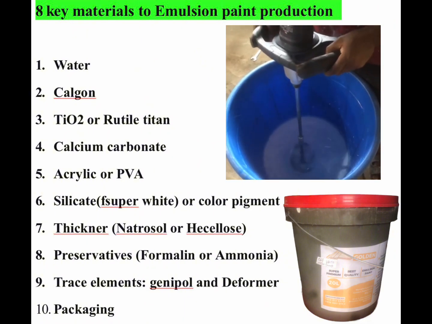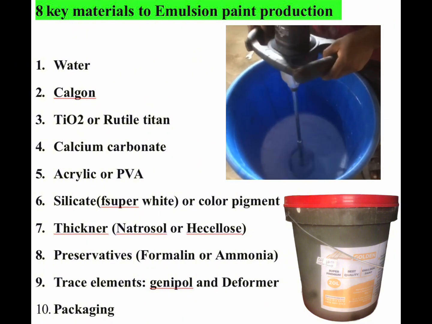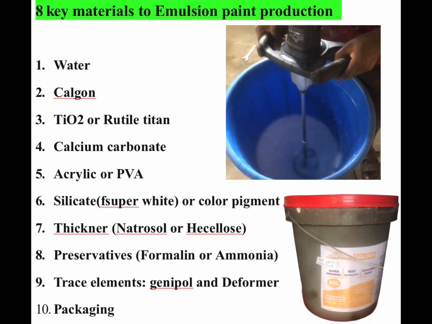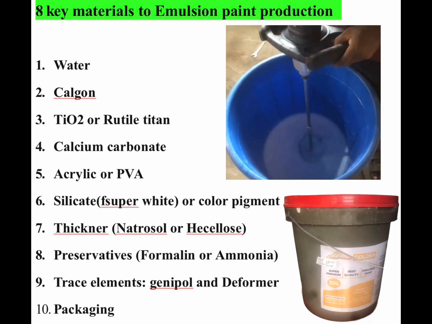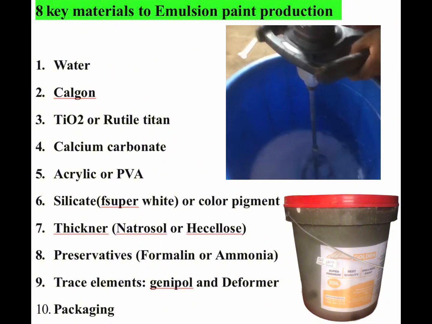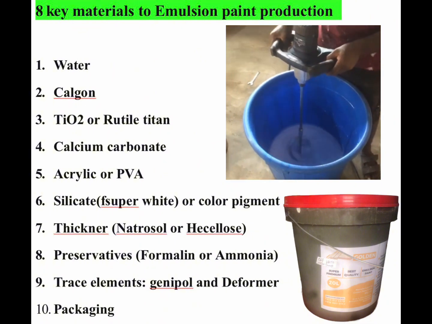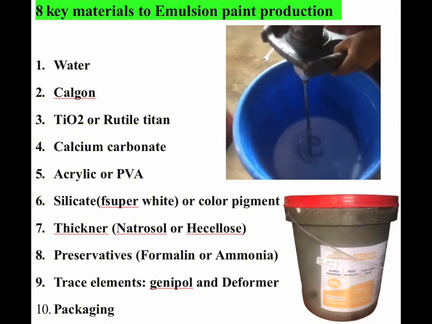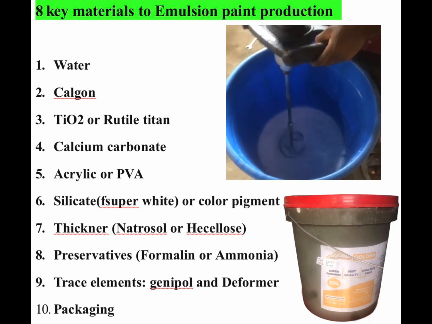So I call them trace, because even if they are not available, you can still make your production and your paint will still be okay. If they are available, they are added in trace. They are not like core materials. That's why I call them trace materials. Now your paint is ready. You can package your paint and your paint is ready.